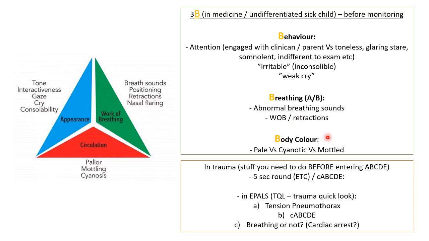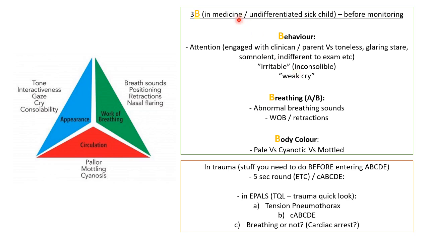All right, and body color: are they pale, are they cyanotic, are they mottled? And mottled is also one of these decompensated shock kind of badness things. Again, any of these signs are not necessarily worrisome in isolation, but we're already picking up these data points.